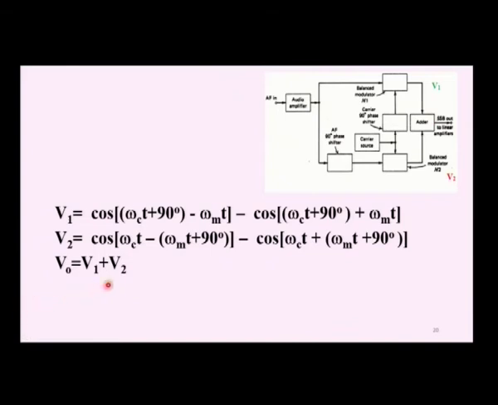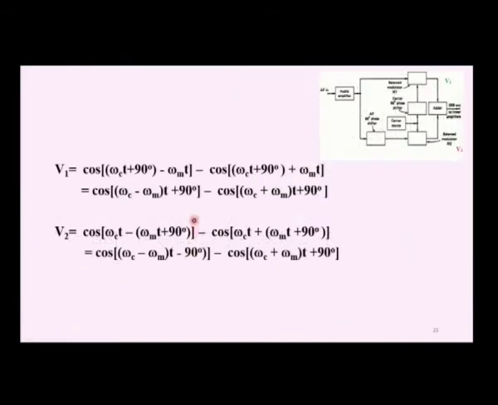So, what is the output of an adder? It is simply sum of V1 and V2. Just after doing some mathematical manipulations, this is the final expression. Here this is the lower side band and this is the upper side band, and this is the lower side band and this is the upper side band.